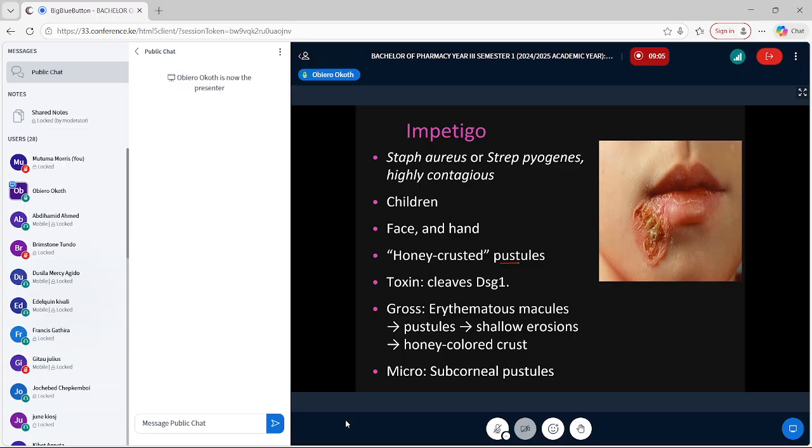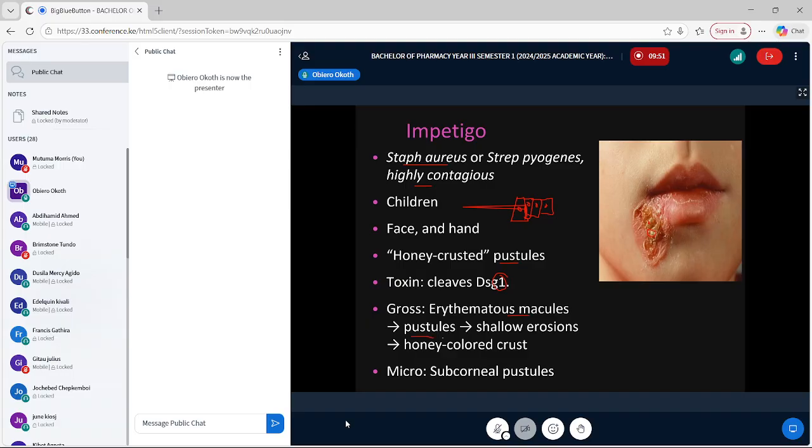On the face and hand, we end up with these pustules. Now we're using the term pustule here: a blister that is full of pus. We think what causes it is a toxin that cleaves the proteins that make the keratinocytes stick together. They are called desmogleins. These bacteria produce toxins that attack desmoglein 1.